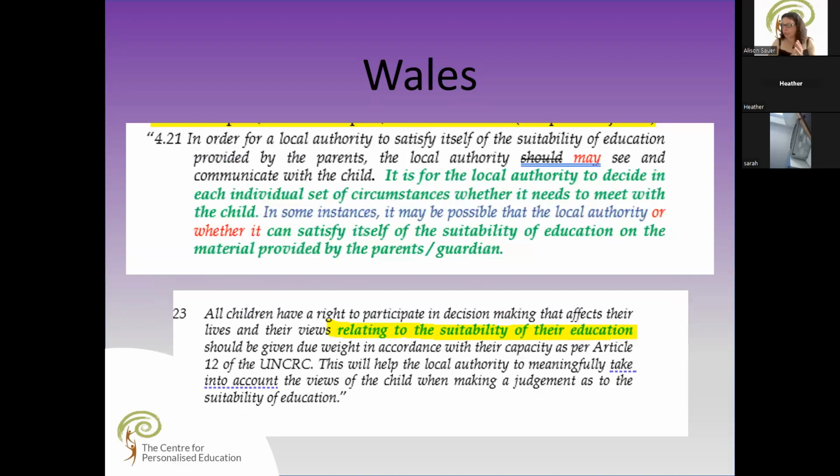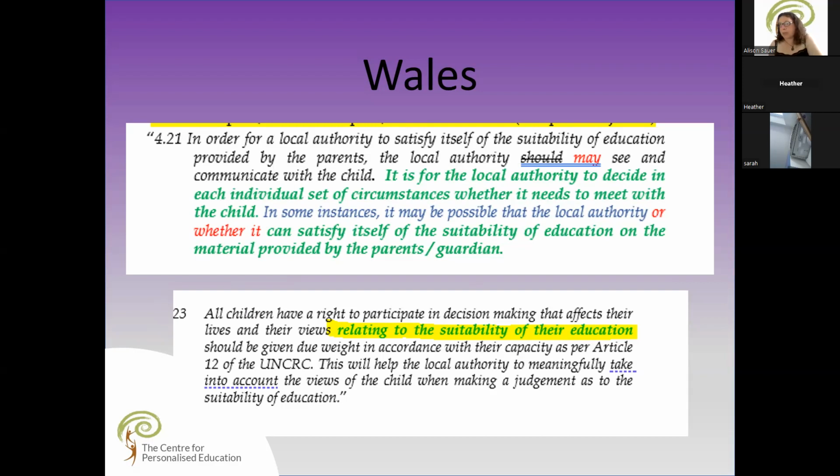We did get some changes, or should I say Education Otherwise managed to force a couple of changes. It may sound pathetic, this, but it's actually not. So we've managed to get 4.21 changed. It said the local authority should see and communicate with the child, and we've got that should change to a may, which in legal terms is terrific. And we've also inserted that it should be individual circumstances, not a black and white thing.